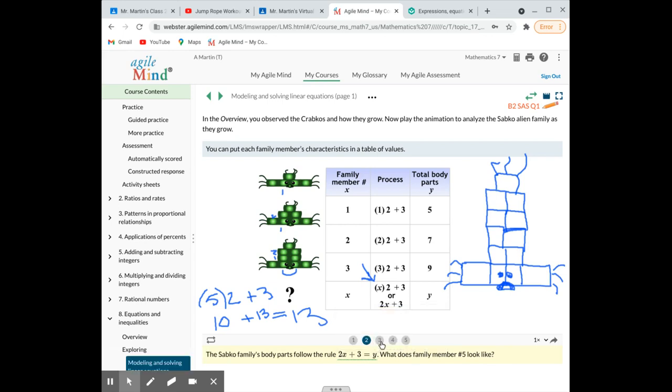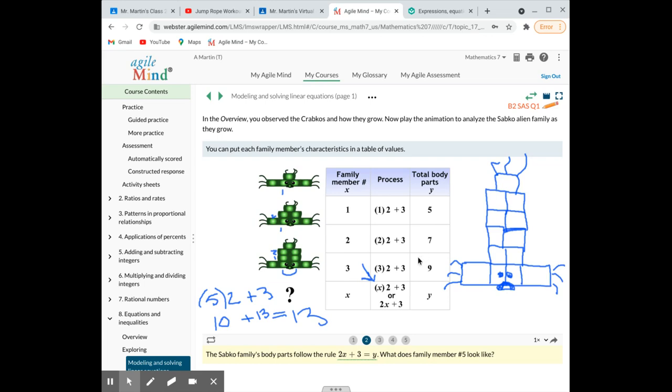So if you have not created your little creature on part 1B, make sure you do that now. Now for panel 2, that's the one that we're on right now. We're supposed to answer question 1C. All right. So on 1C, how does the algebraic rule 2 times x plus 3 equal y relate to this table? How does it relate to this table? The 2x plus 3 equals y. Because that's the formula. Keep going. You're right. It is the formula to find out how many body parts to give them.